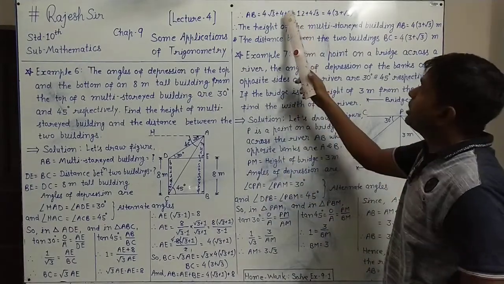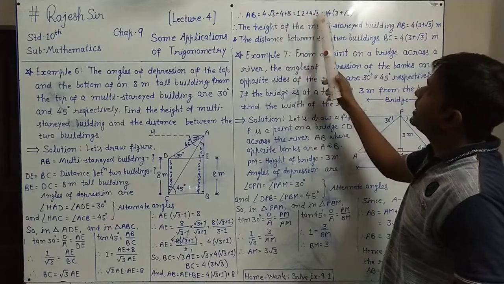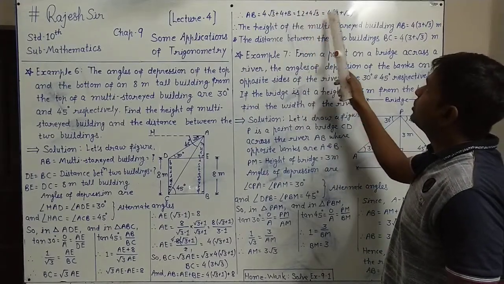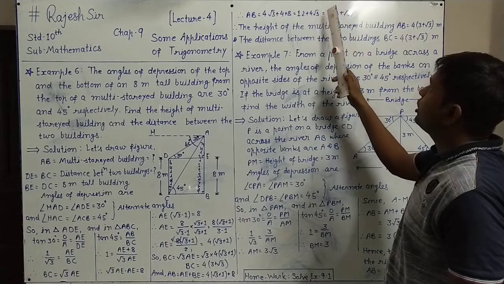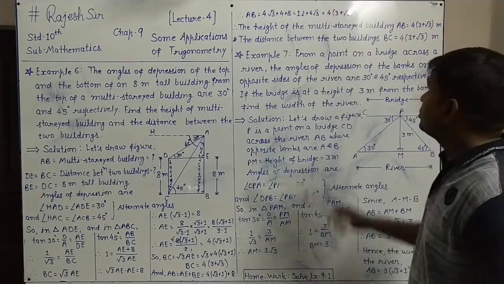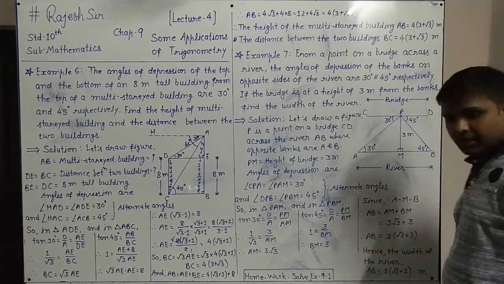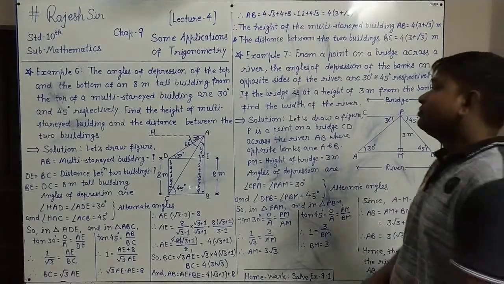Here 8 plus 4 is 12 plus 4 root 3 as it is. From these two terms 4 is common. So 4 into (3 plus root 3), with root 3 remaining inside. So 4 into 3 plus root 3, we have AB equals to that.